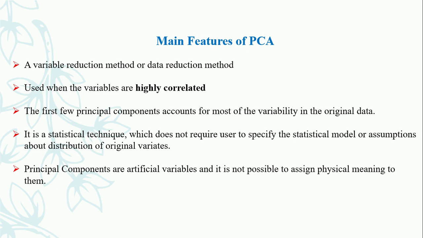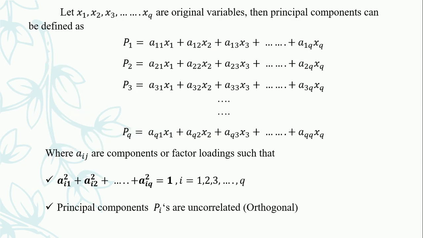Okay, so next, the principal components are artificial variables. It is not possible to assign physical meaning to them. Okay, so next is the mathematical structure of the PCA components. In this we have q original variables, and then the principal components are defined like this: P1 is equal to a11 x1 plus a12 x2, and so on up to a1q xq. Okay, so these P1, P2, P3, up to Pq are principal components.